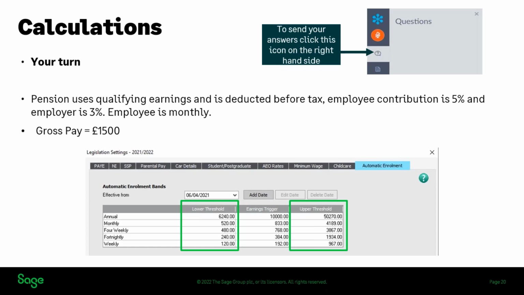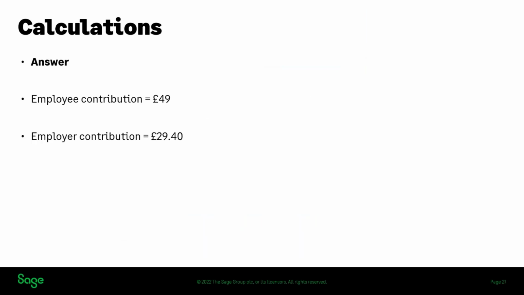Right, okay, so we will move on now. I can see there are still some answers coming through. So again, thank you so much. But we'll get things moving and I'll reveal to you the answers, which is £49 for the employee contribution, and it is £29.40 for the employer's amount.